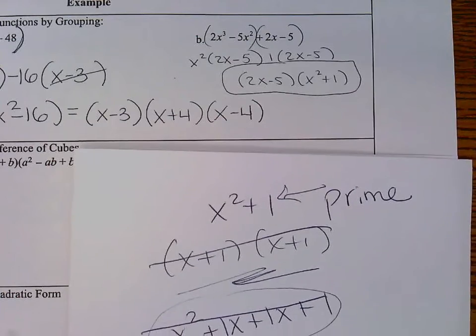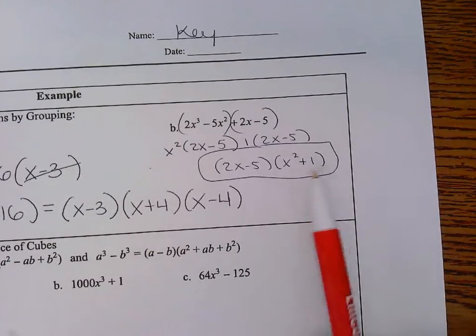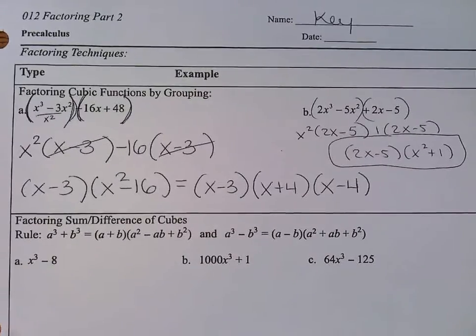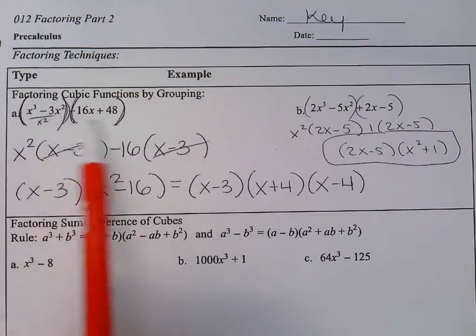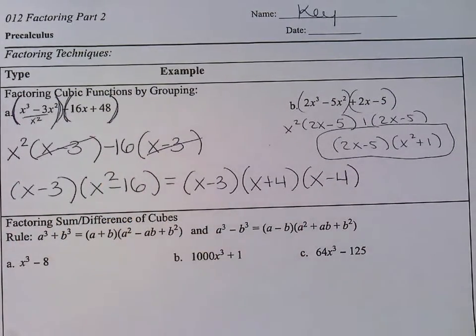So prime means it can't be factored any further. So we just leave it as a factor of x squared plus 1. So that's the idea of using either the box method or grouping to now factor a cubic function. The reason we need to know if things are factorable is we're going to study rational functions.